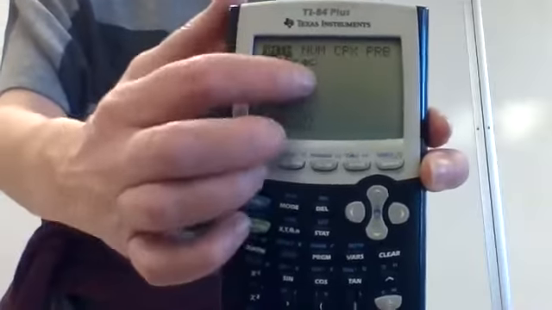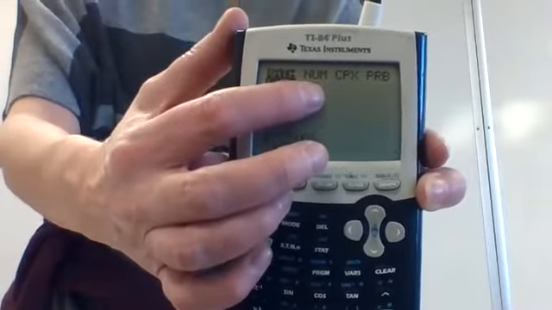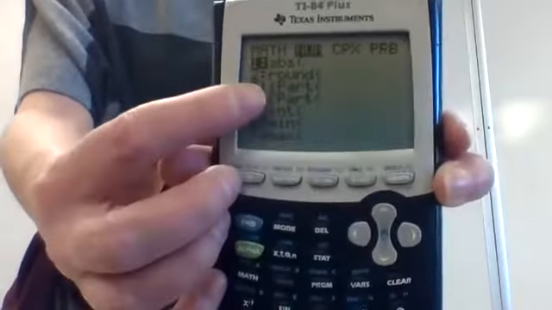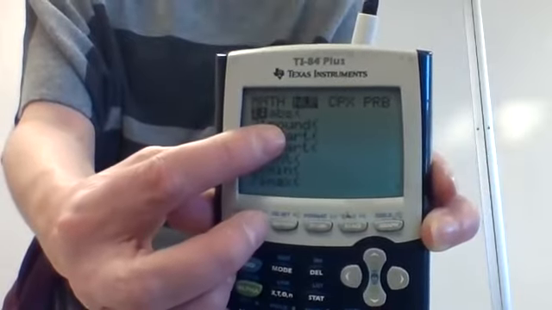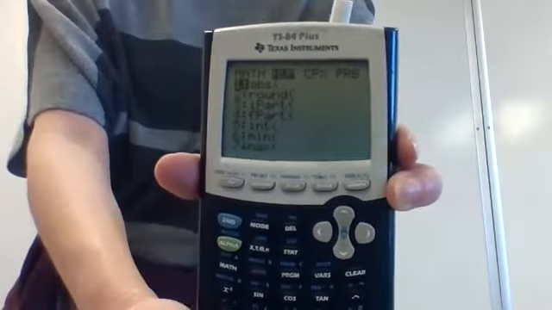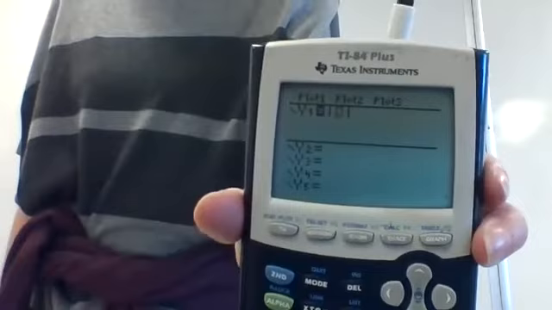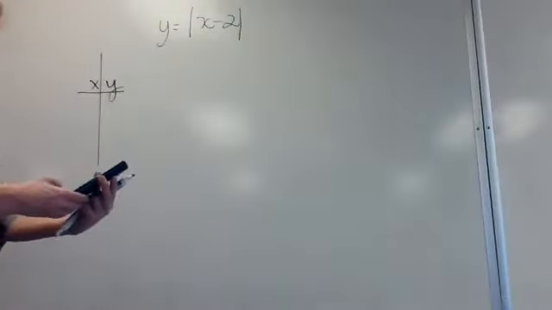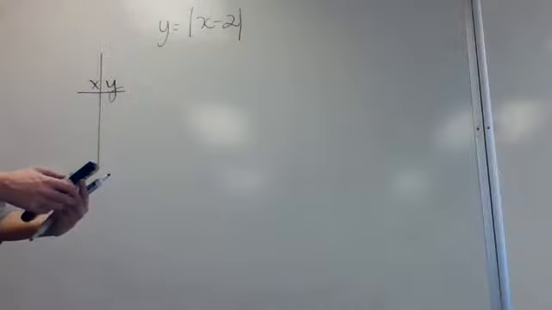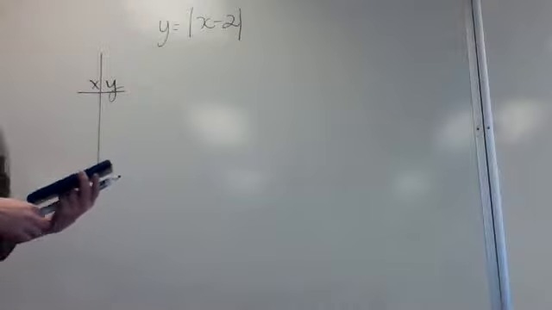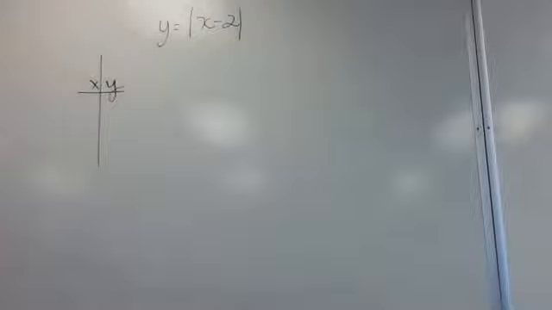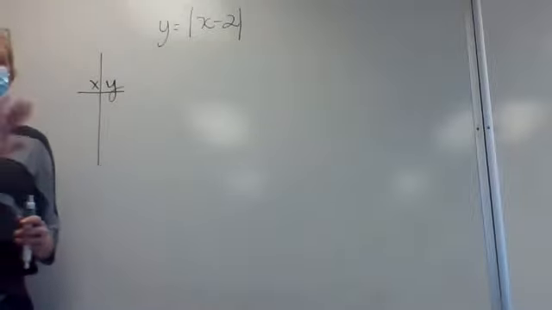And then go over to that NUM for number. The first thing under that is going to be ABS or absolute value. So hit enter, and that'll give you your absolute value bars. So inside there, just type in x minus 2. And then graph it.